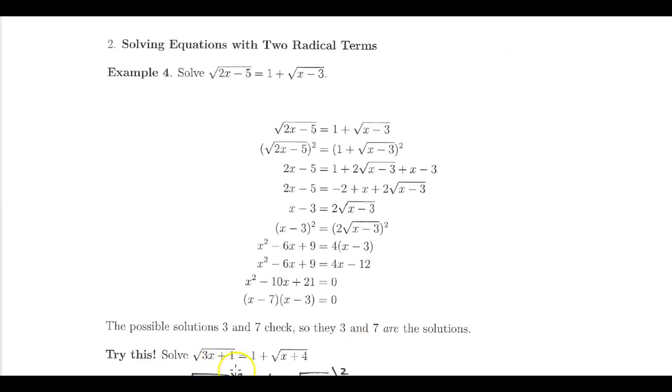So try this equation, try solving this using the same strategies, and you want to pause the video, come back when you're ready to check your solution.